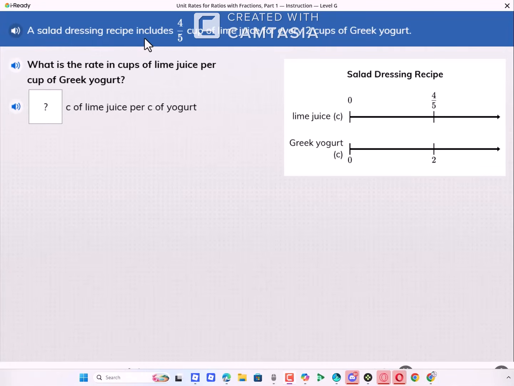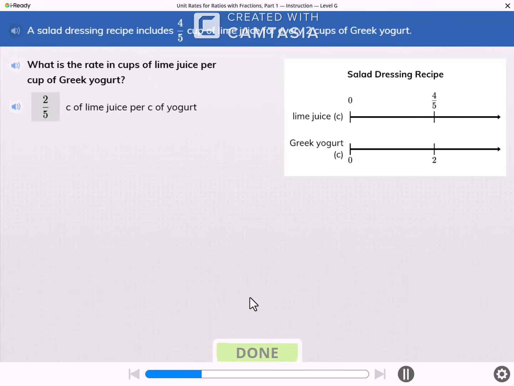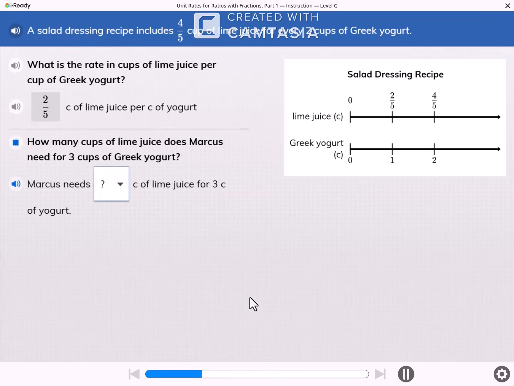A salad dressing recipe includes 4/5 cup of lime juice for 2 cups of Greek yogurt. Okay, wait. So 1 cup of yogurt is 2/5. How many cups of lime juice does Marcus need for 3 cups of Greek yogurt? 1 and 1/5. That's it.